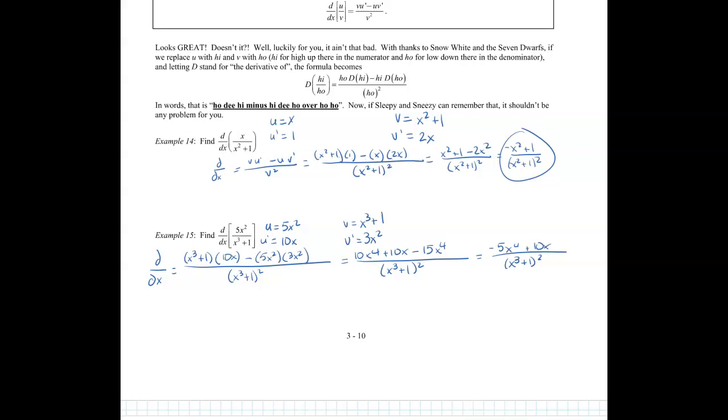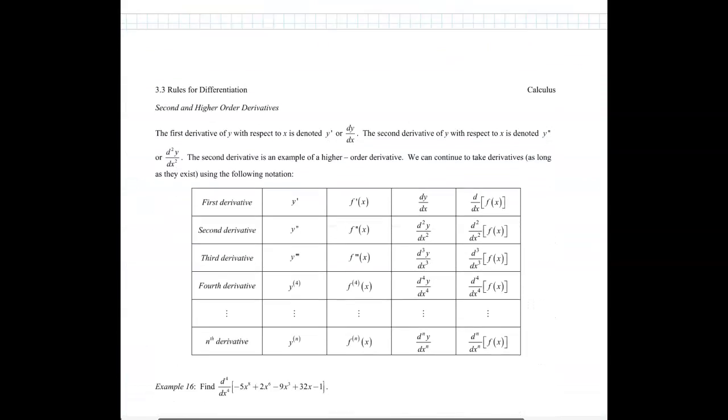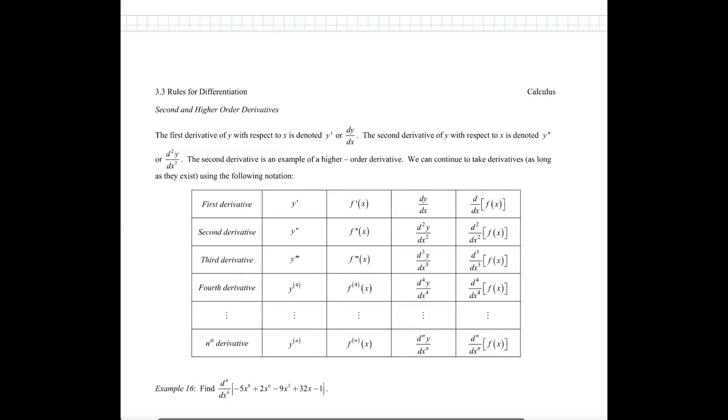So, with that, I'm going to be done talking about all the special rules. Next, I'm going to be talking about higher order derivatives because we can take more than just the first derivative. Surprise, surprise, we can take the derivative until we run out of derivatives, basically. As long as they exist, we can keep using this notation.